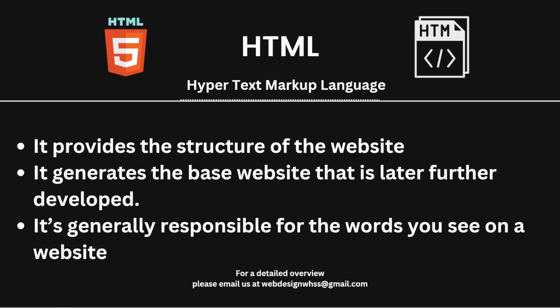So you might be wondering, after doing WordPress, what do we do now? Web design is mainly made up of three main languages, and I'm going to talk about the first one, which is HTML. HTML is a coding language that provides the structure for websites. It generates a base for websites that is later further developed through CSS and JavaScript. It's generally responsible for the words you see on a website, for example, a paragraph of text.